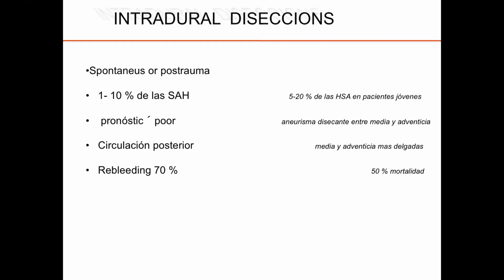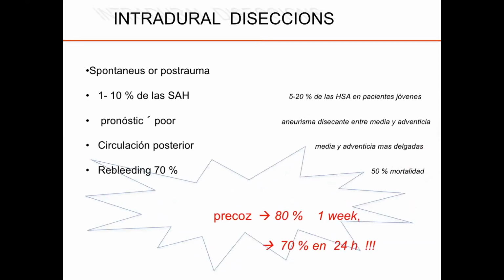1 to 10% have a subarachnoid hemorrhage. The prognosis is very poor because of rebleeding: 70% rebleeding, and 50% in the first week after the first bleeding. This is a very problematic situation for the patient because of the high risk of bleeding and death. I like to present this, the early bleeding in 1 week, and 70% in 24 hours.